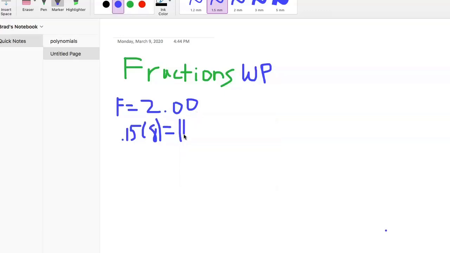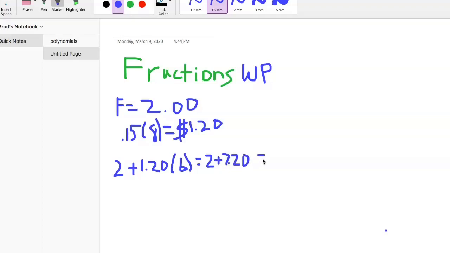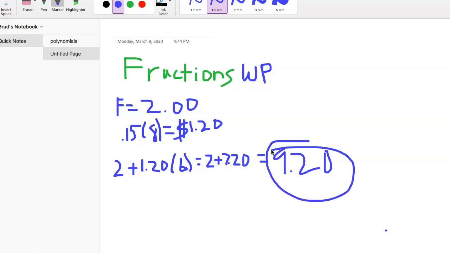is $1.20. Okay, so that's every additional mile after the first mile. Okay, so they said the whole trip was going to be 7 miles. Okay, so we have the $2 at first, right? Plus every mile is another $1.20 times 6, right? Because we have 6 more miles to go after that first mile. Okay, and then we gotta multiply that out. So that 6 times 120 is 720, and plus that 2 gives us a total of $9.20 for the 7-mile trip.